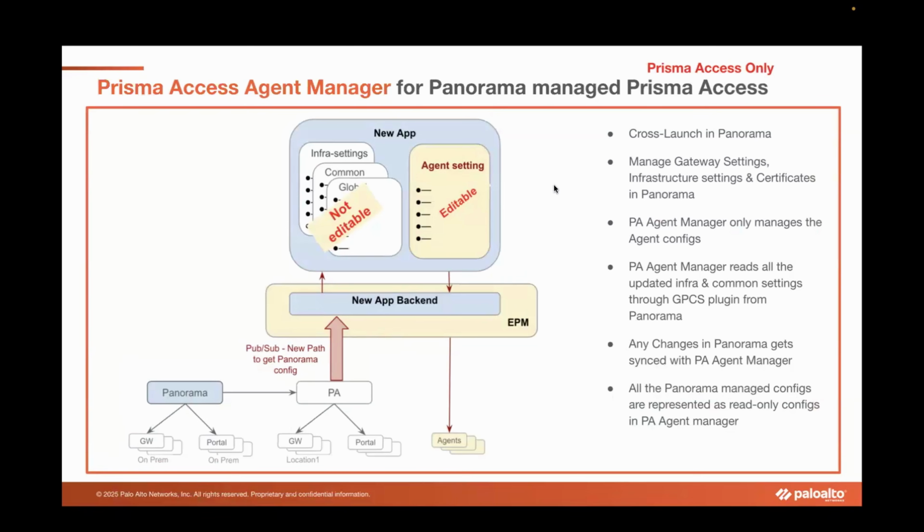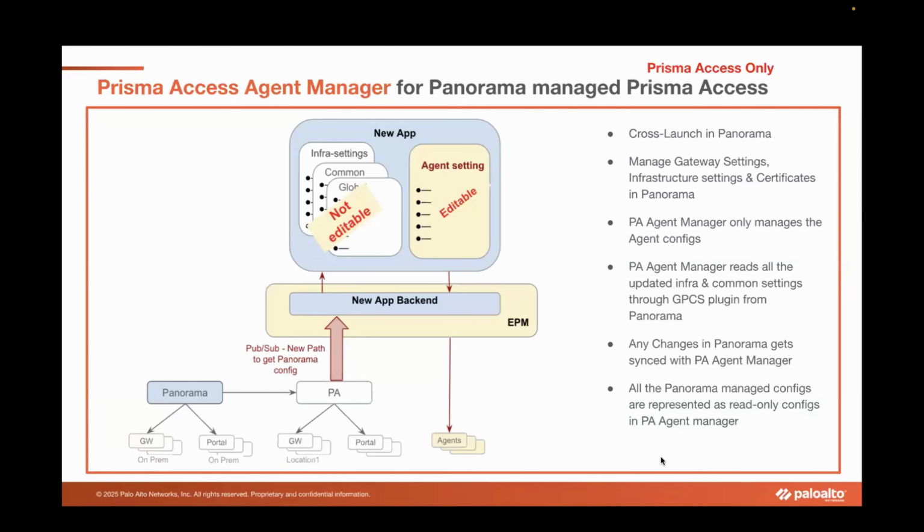Okay, so again, this is just a diagram to show how the management takes place, right? And again, this is cross-launch in Panorama. You can do all of the gateway settings, infrastructure, everything in Panorama. Agent Manager will only manage the agent configs, right? And it also reads all the configurations made from the Panorama via the GPCS plugin. And any change on the Panorama will get synced to the Prisma Access Agent Manager, right?